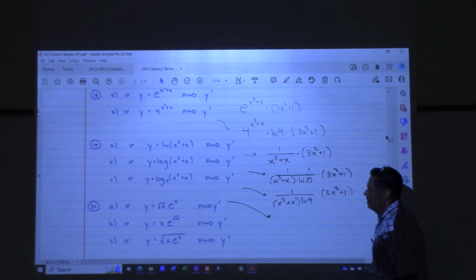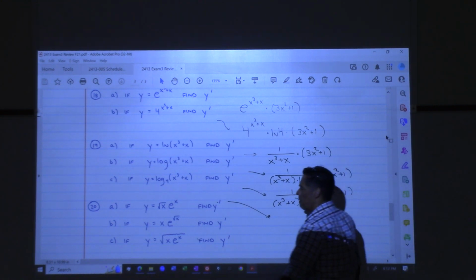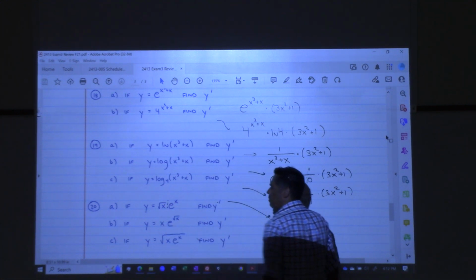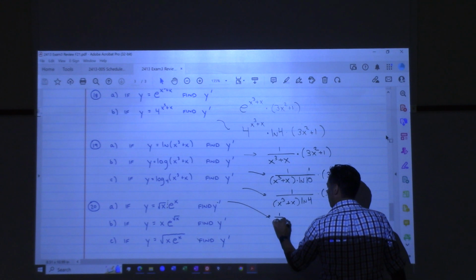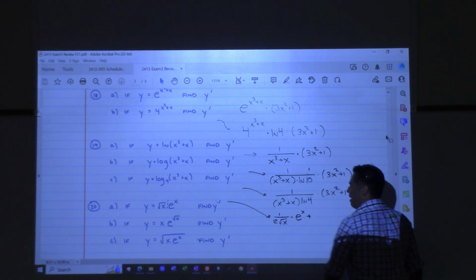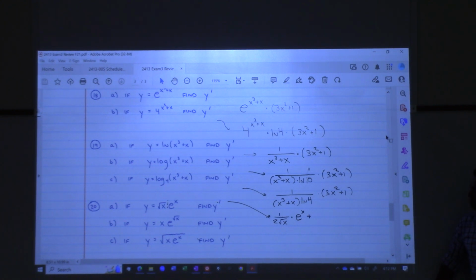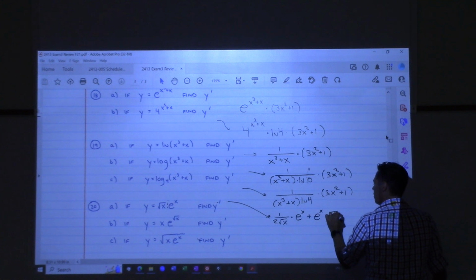Okay. All right, how about that one? What am I going to do to take the derivative there? Product rule. There's your product. So derivative of the first one times the second one plus, now what's the derivative of e to the x? Itself times root x.